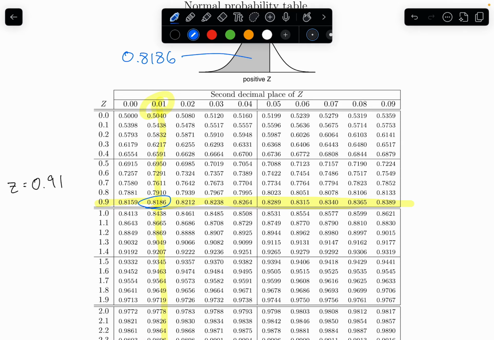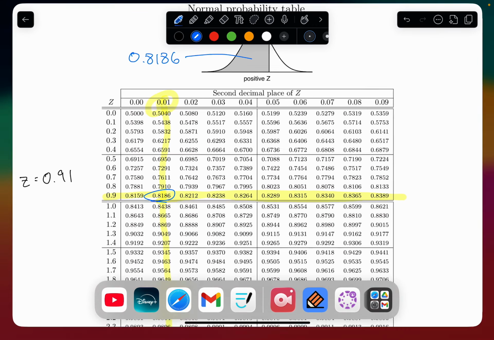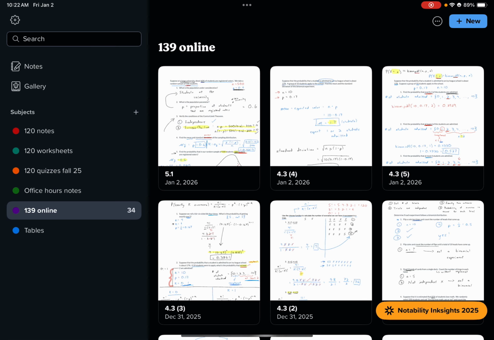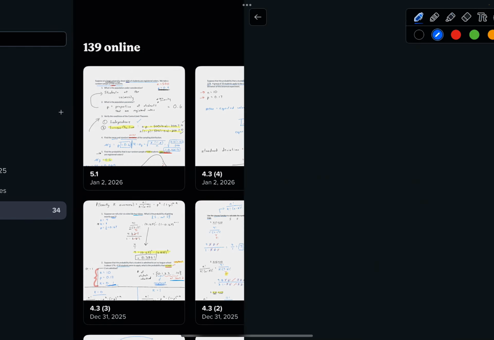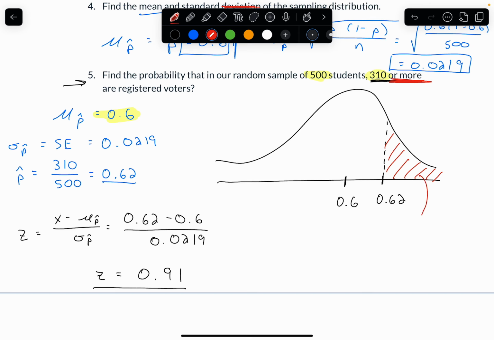However, we have to remember that that 0.8186 is the area to the left. So if I want the area to the right, which is what I drew in my quick little sketch, I need to subtract this from 1 because this is the complement of what I want. So I want 1 minus 0.8186. Let me hop back to this example. So to find this area, I want 1 minus 0.8186, and that gives me 0.1814. There is my answer.